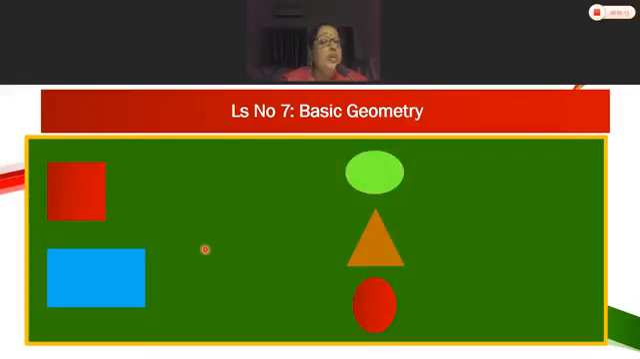Now here, what is this, children? Tell me. Square. All four sides are equal. This is a square. Now with the blue one, what is here, children? It is a rectangle. Here you can see the opposite sides are equal. Yes. Now here, circle. This is a circle. Yes, it has no corners or sides.